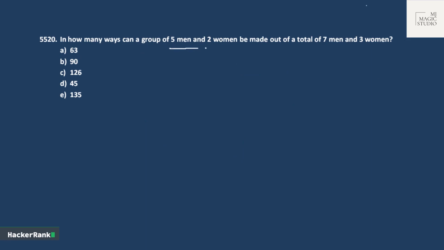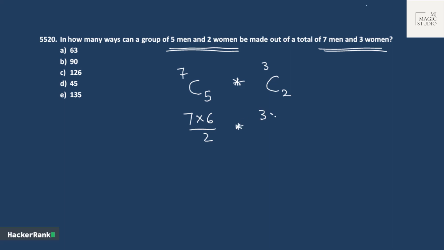In how many ways can a group of 5 men and 2 women be made out of 7 men and 3 women? Out of 7, we need to choose 5, 7C5, and into that, out of 3 women, we need to choose 2. 7C5 is the same as 7C2, that is 7 into 6 by 2, and 3C2 is 3 into 2 by 2. 21 into 3, 63 ways this can happen. That is option A.